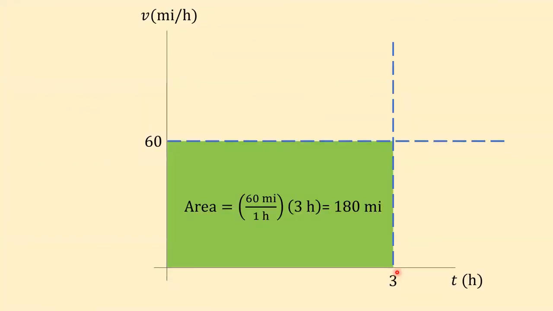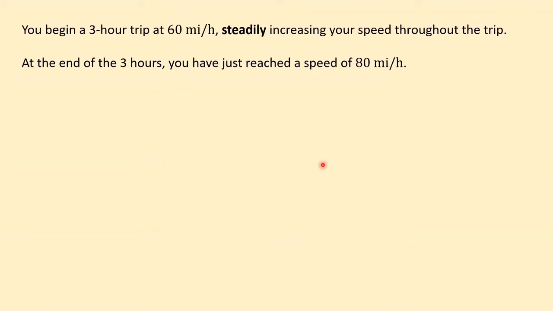Okay, let's ask a slightly more complicated question. What if it's still a 3-hour trip? You start at 60 miles an hour, but now you're going to be gradually pushing harder and harder on the accelerator so that you're steadily picking up speed. And at the very end of your 3-hour trip, you've just reached a speed of 80 miles an hour. Now, how far did you go? Can you do that one in your head? When I do this in person every semester, maybe there's one or two people who come up with a decent answer.